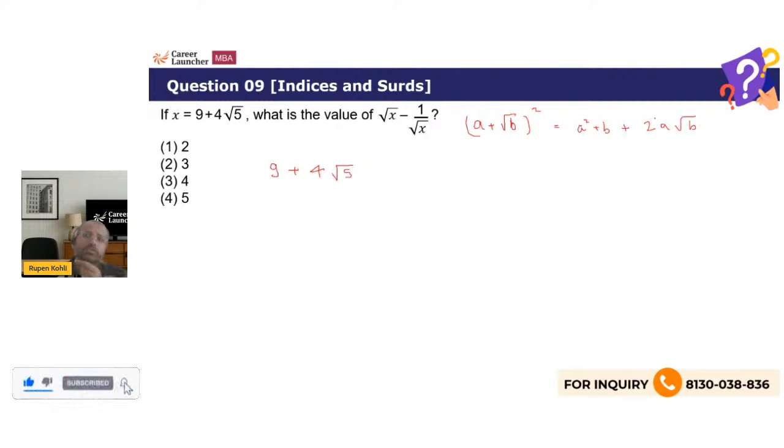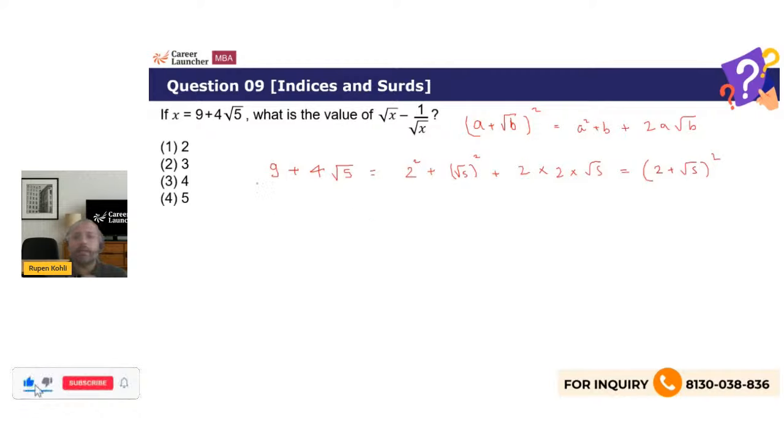So if a is 2 and b is 5, then it makes sense that this 9 is turning out to be exactly what I want. It is turning out to be 4 plus 5. 4 means 2 square and 5 means the square of root 5. So I have decoded that this is nothing but 2 plus root 5 the whole square, because this is 2 square plus root 5 square plus 2 into root 5. Right? So therefore the required square root of x is 2 plus root 5.